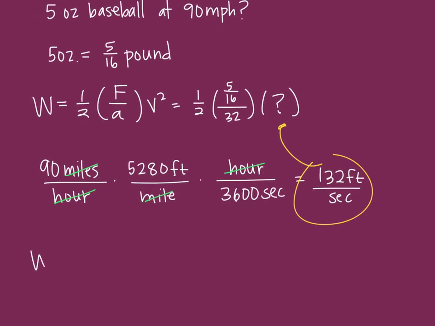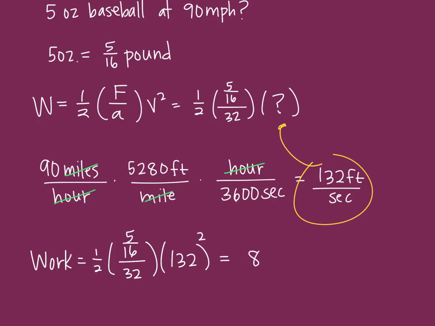So my work is 1/2 times 5/16 divided by 32 multiplied by 132 squared, which works out to be 85.08. And what are the units on this if it's work? Foot pound. Not foot per pound, but a foot pound.